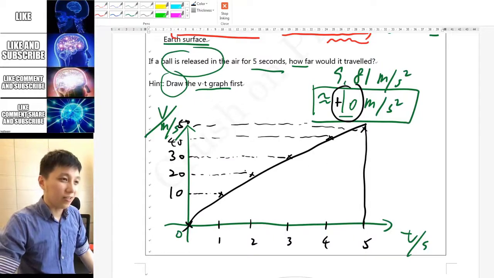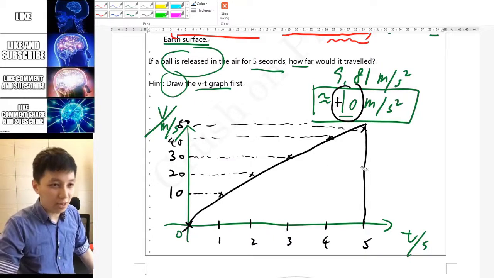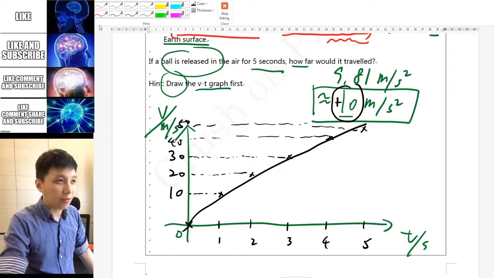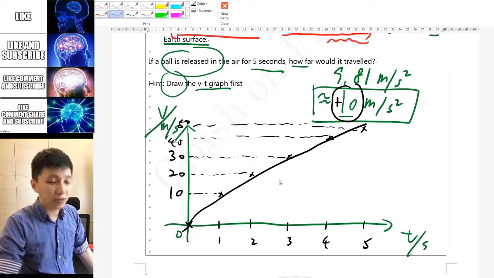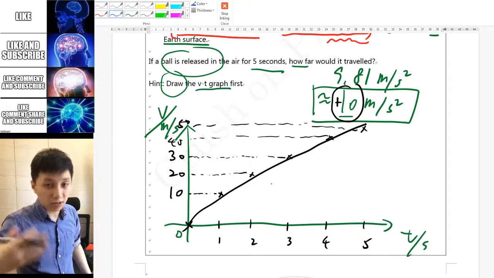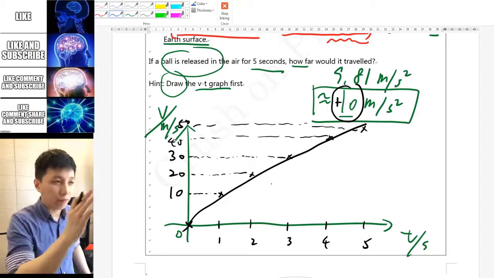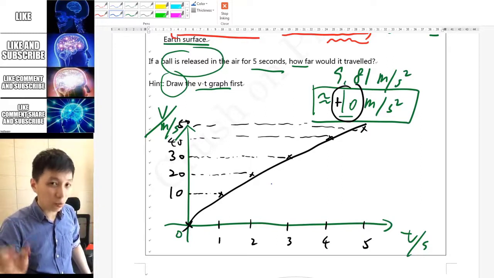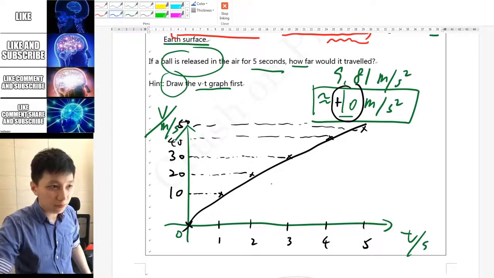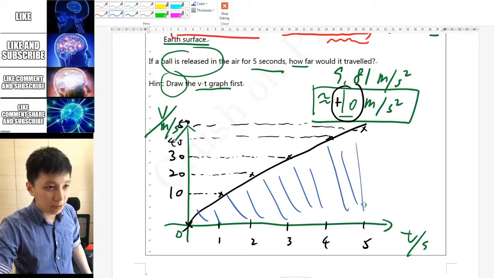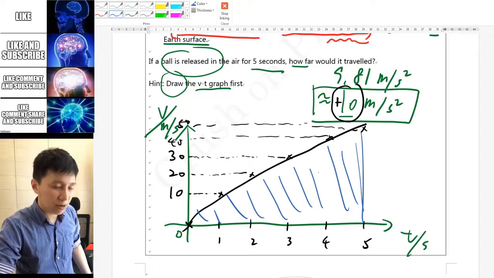And this is a 3D graph, okay? And well, actually I shouldn't draw this line. But then if you try to find the distance or displacement from the graph, again according to what you learned in the motion graph video, that will be the area under the line, and that is the area of the triangle.